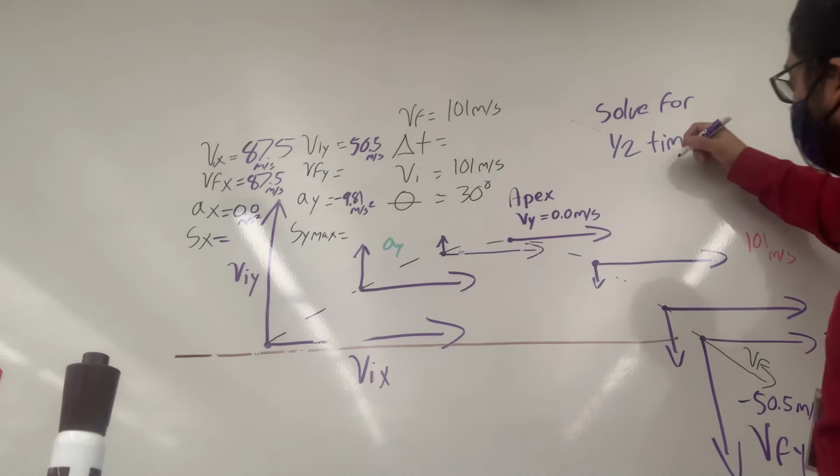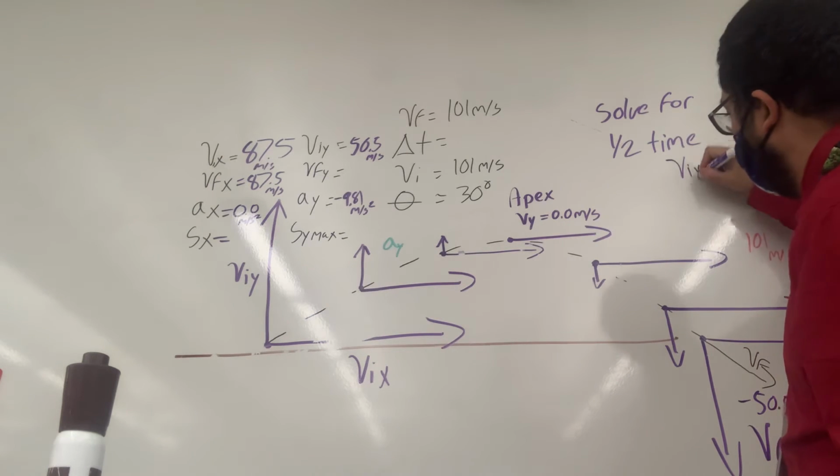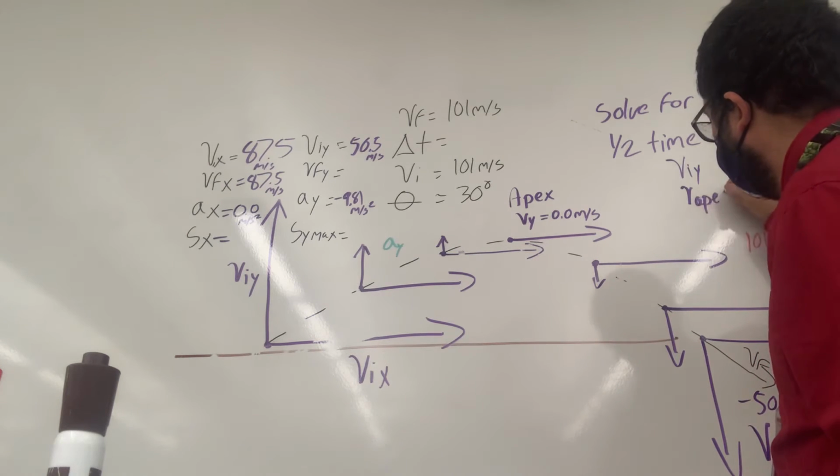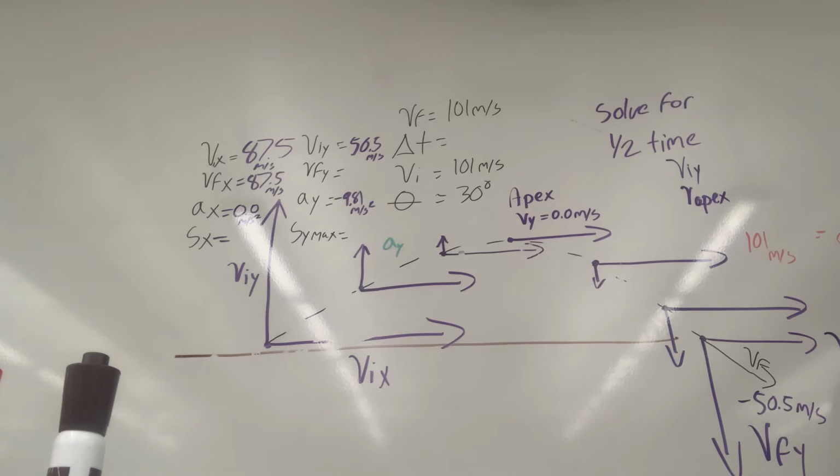How are we going to do it? We're going to use the initial velocity in the y, right? And the velocity at the apex, right? So that's not VFY, just the velocity of the y at the apex. The VFY technically is all the way over here.